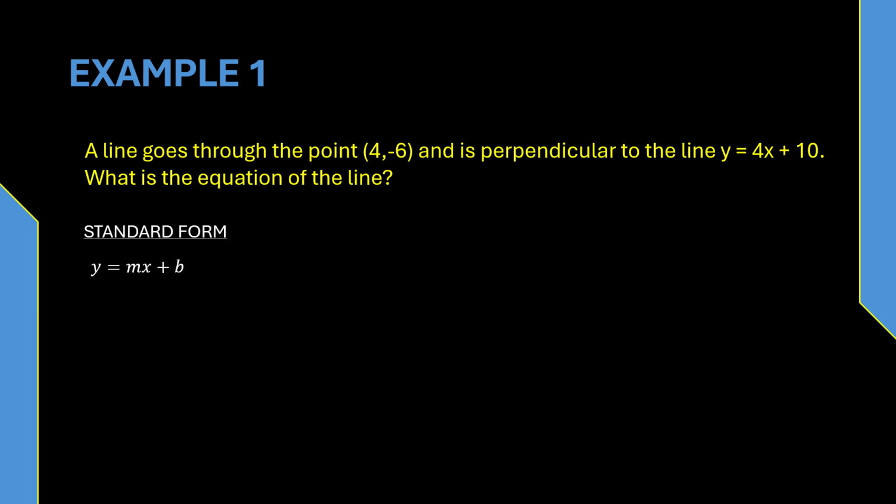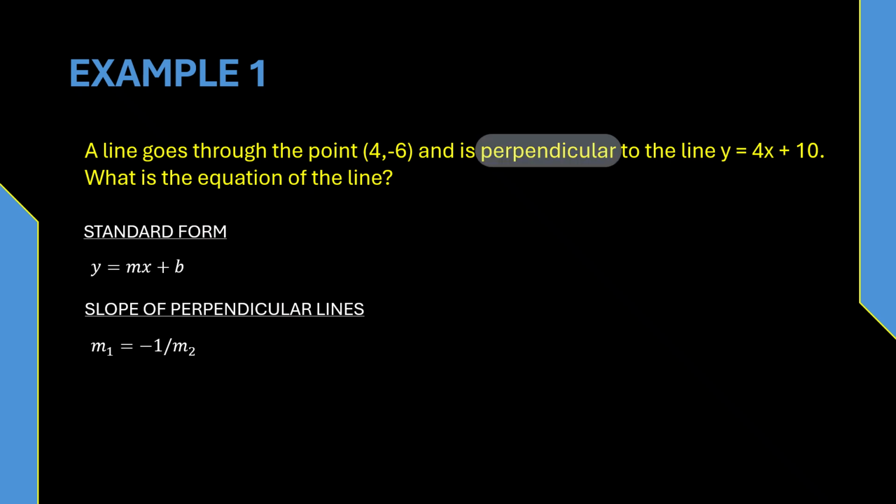For starters, let's write out the standard form, which is y equals mx plus b. Following that, we'll also write down the slope of perpendicular lines and what that needs to be, which is m1 equaling negative 1 over m2. We're told it's perpendicular to the line y equals 4x plus 10, and the slope of that line is 4. So with m2 assigned the value 4, we can determine that m1 is negative 1 over 4.